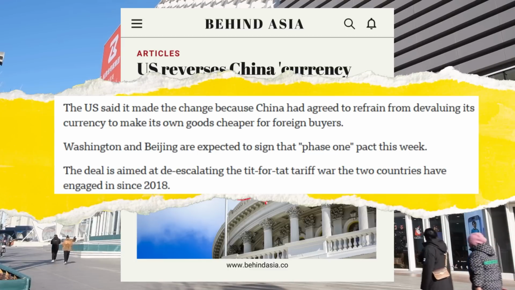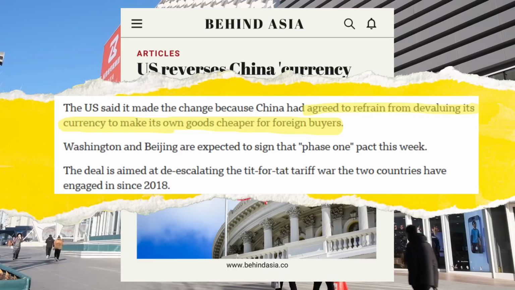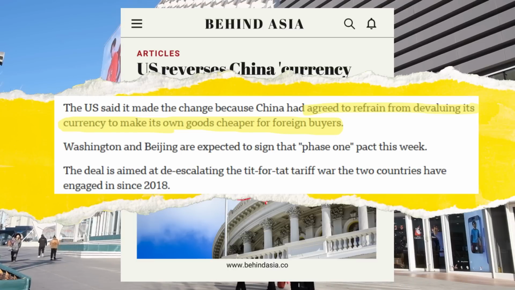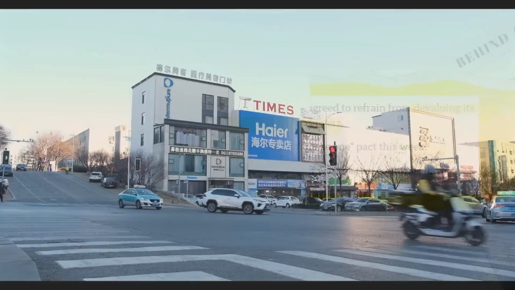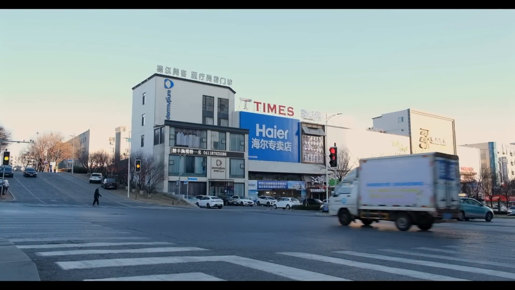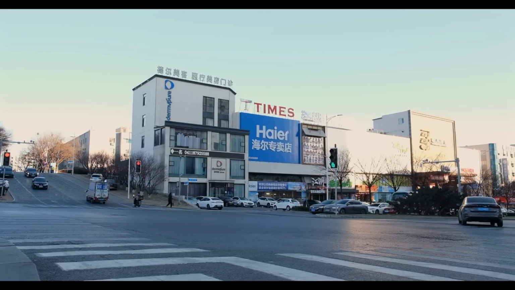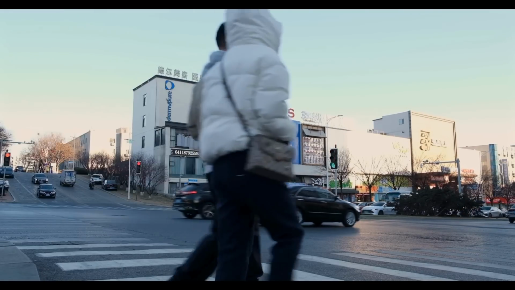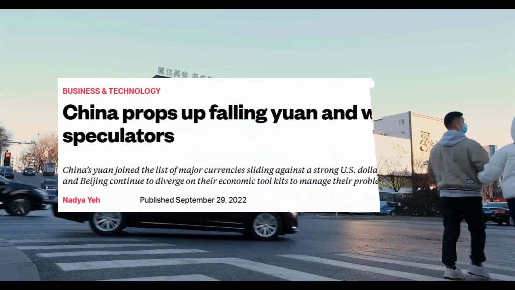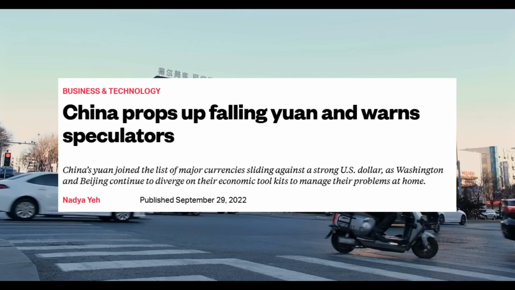But, according to various reports, it's because China had agreed to refrain from devaluing their currency to make their goods cheaper for foreign buyers. Hence, China's manipulation, according to the US Treasury, might be short-lived. But while China has been accused of devaluing their currency, there's actually a counter-argument case that made the yuan stronger, rather than weaker. Some economists and news articles out there have pointed out that sometimes China has actually been propping up the yuan rather than weakening it.